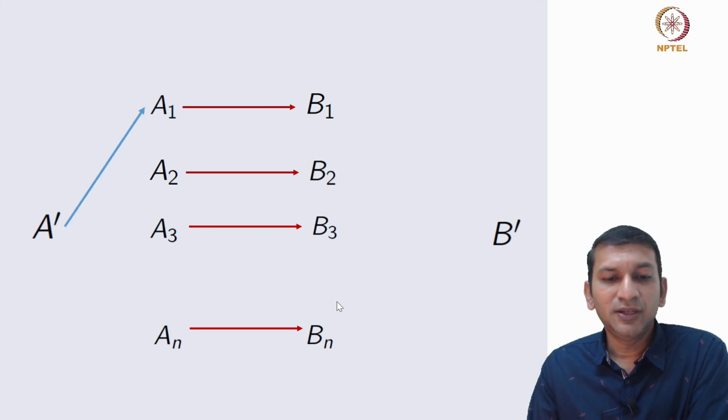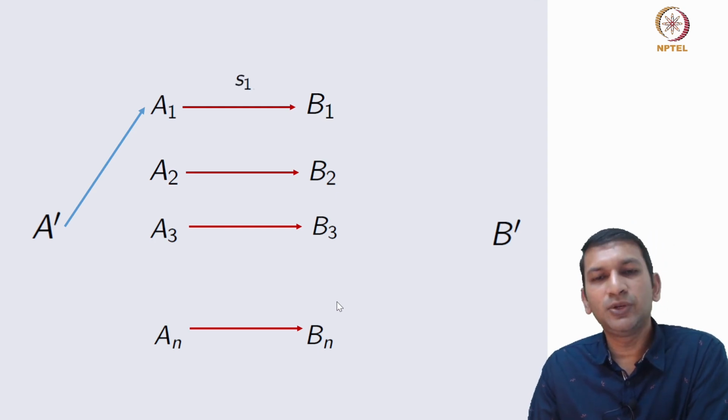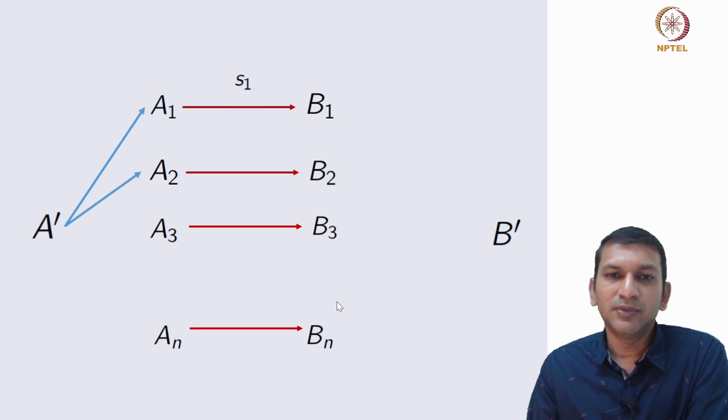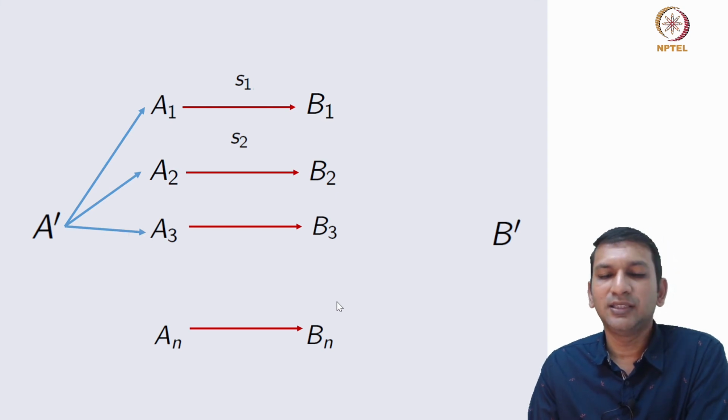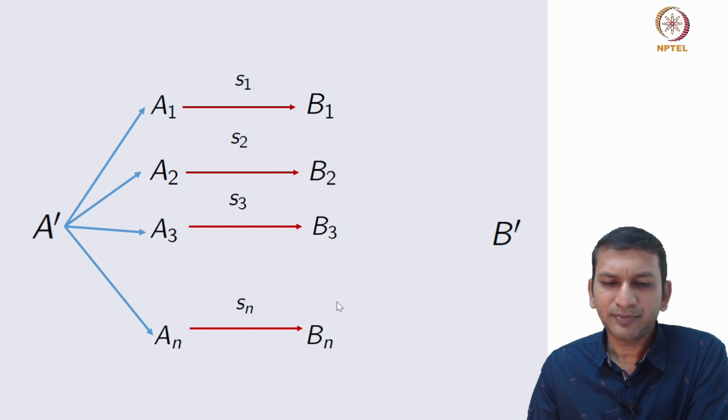Given an A dash, we match this A dash to each of the antecedents and find the corresponding similarity values. So A dash is matched with A1 with a matching function. The corresponding similarity value is s1. The similarity of A dash and A2 is given by s2. Similarity between A dash and A3 is given by s3, so on and so forth till sn.